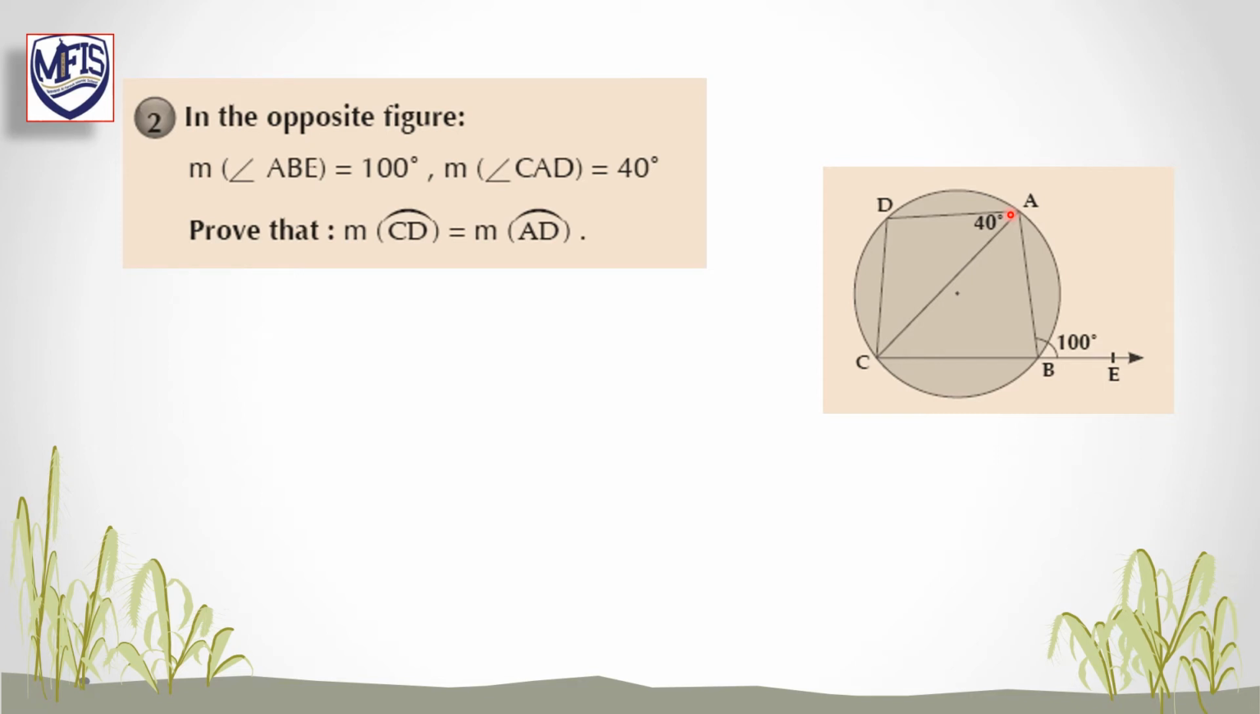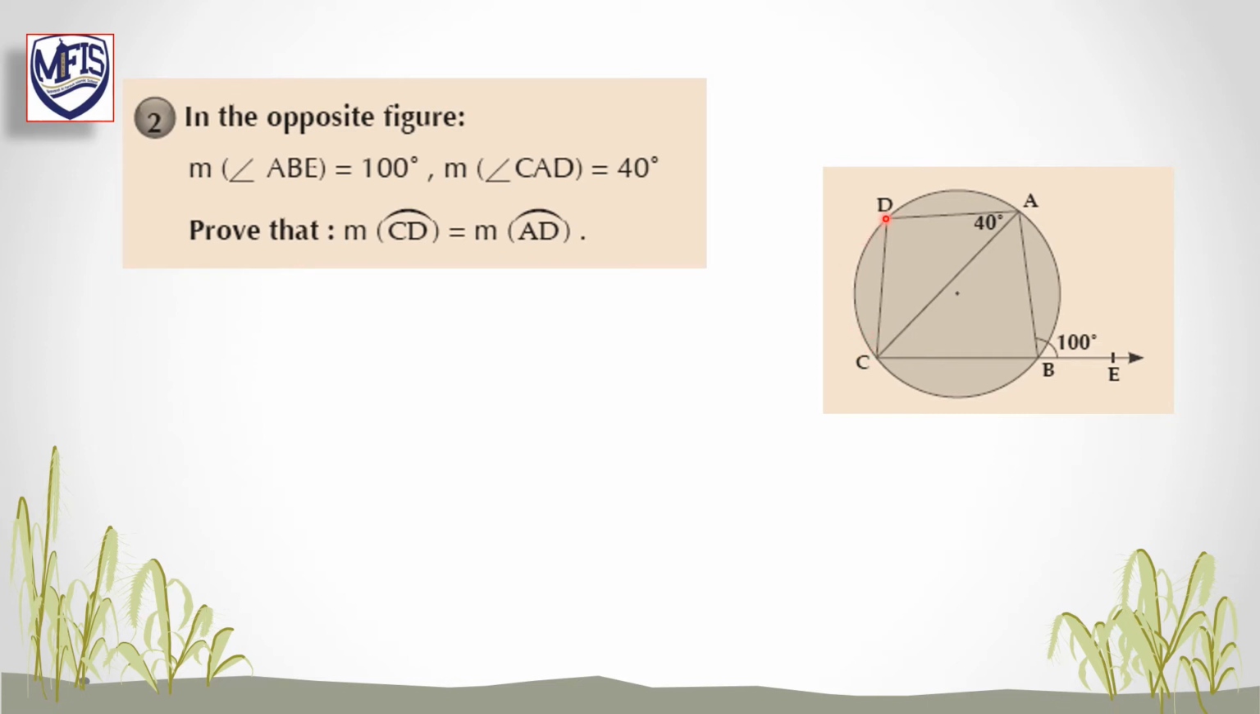Now, from the given, here I have cyclic quad ABCD, and I have an exterior angle of the cyclic quad. Angle ABE is the exterior angle of cyclic quad ABCD. Therefore, measure angle B, the exterior angle, equals the interior angle opposite to the vertex of this exterior angle. So, measure angle D here equals 100. This is the first point.